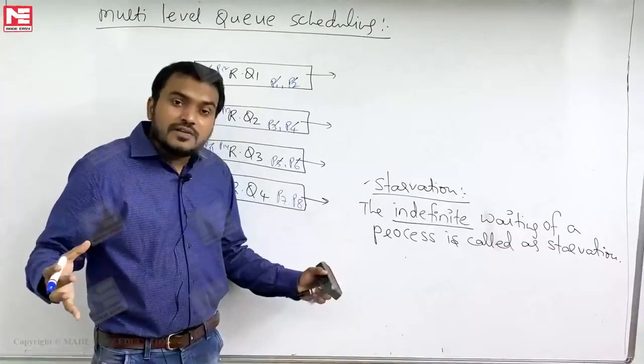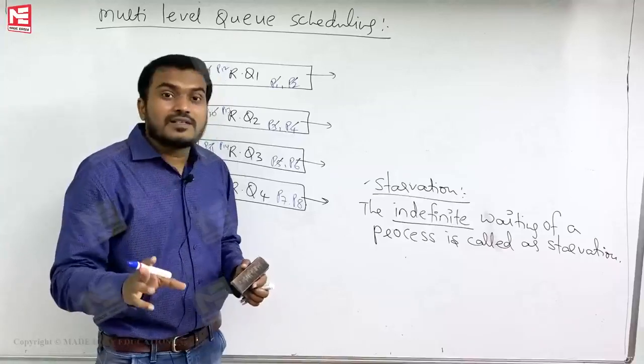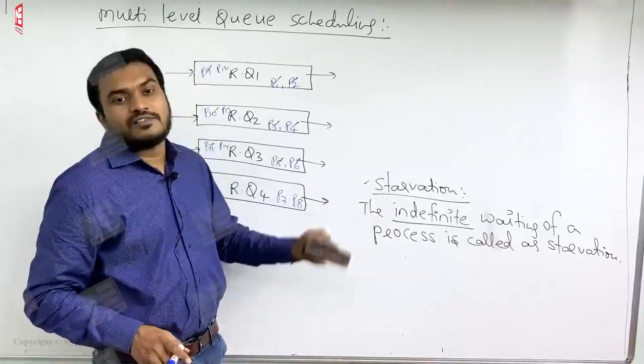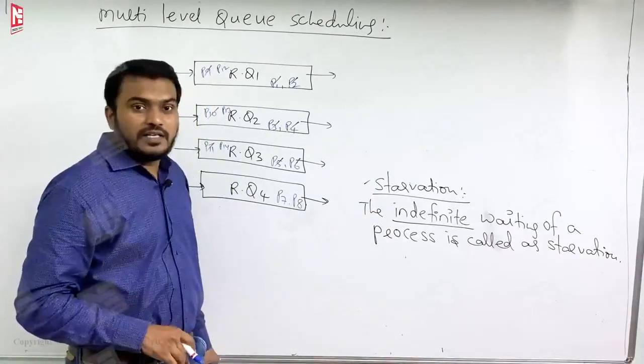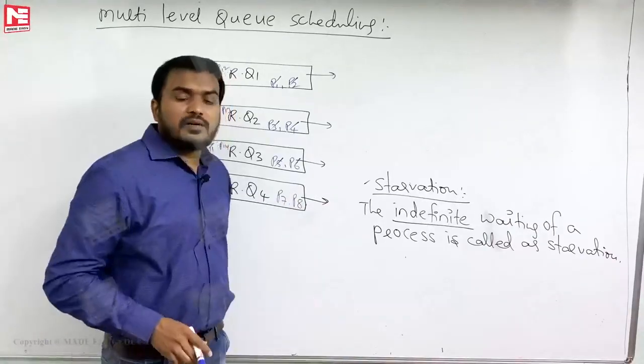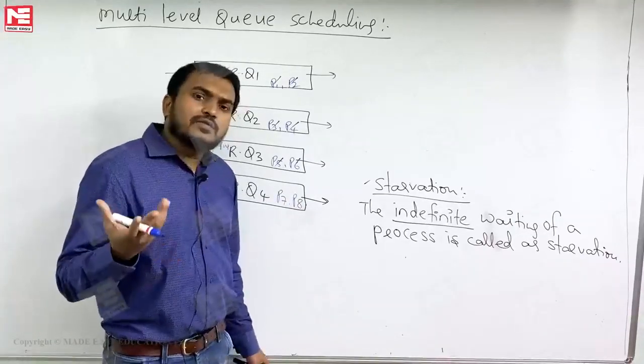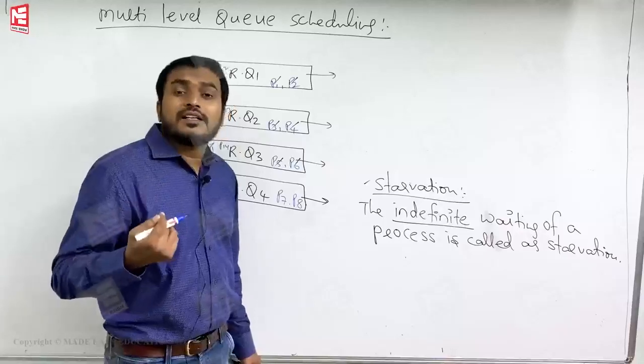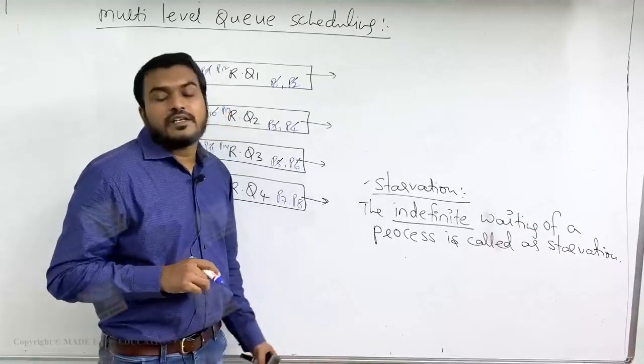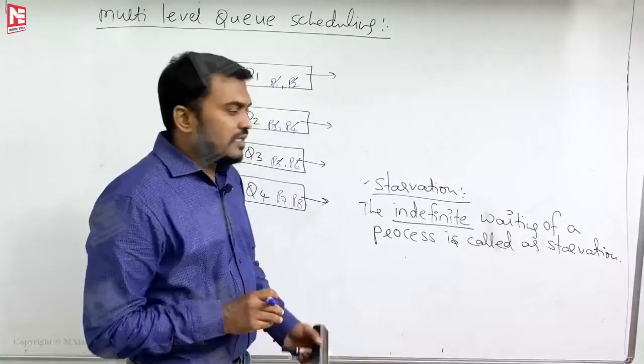So that indefinite waiting of a process is called starvation. Is the point clear? The indefinite waiting of a process means it is not known when its turn will come. It keeps on waiting indefinitely. That indefinite waiting of a process is called starvation.